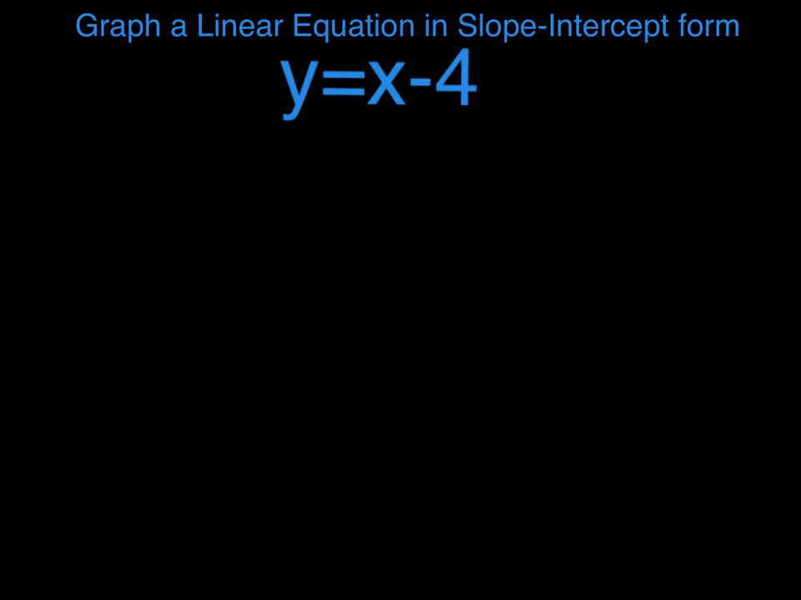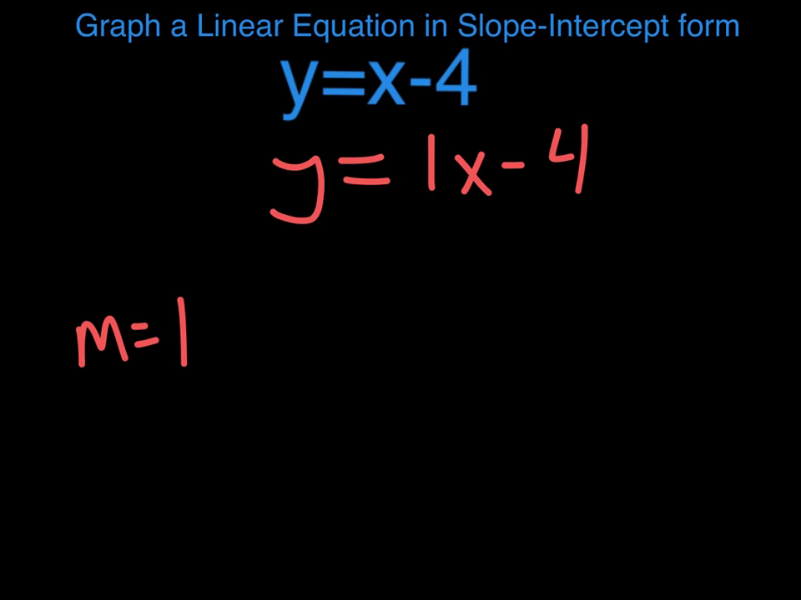Okay? What about something like this, where there's no numbers in front of the x? Well, there's no numbers that we can see, but there is something there. Pause the video and see if you can figure out what you think it might be. If you thought it was y equals 1x minus 4, if you found that the slope was 1, you're right.